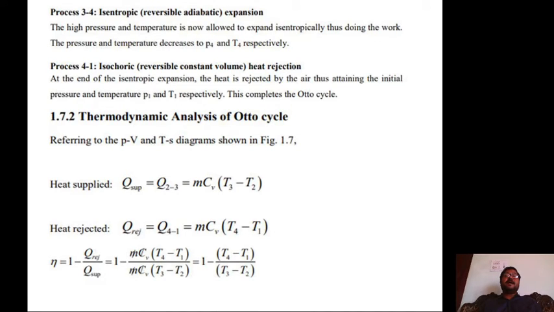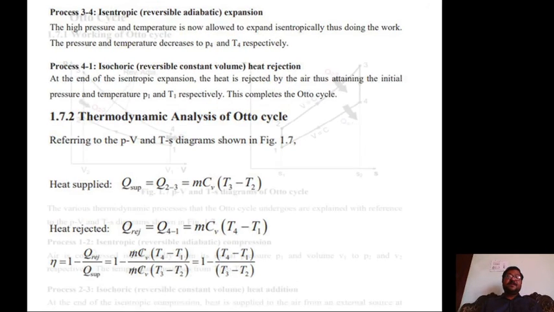Then process 4 to 1, isochoric or reversible constant volume heat rejection process. At the end of the isentropic expansion, heat is rejected by the air, thus attaining the initial pressure and temperature P1 and T1 respectively.